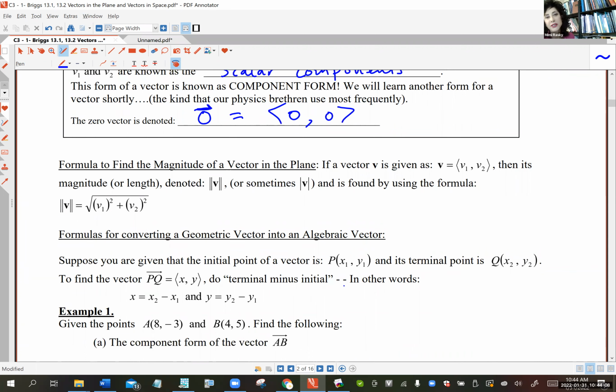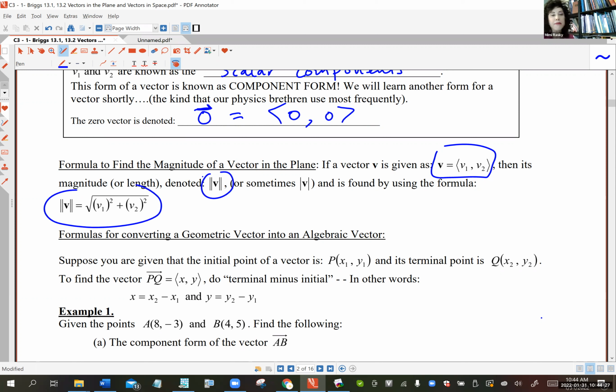Let's talk about magnitude now. Magnitude, remember, is a fancy word for length. It's the length of a vector. So how do you get the length? Here's the good news. If somebody gives you component form, you can easily find that length, the magnitude. And here's the formula and the notation.